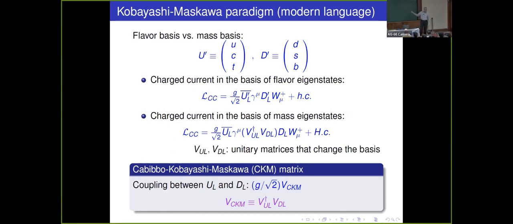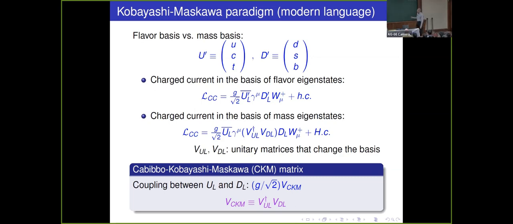This is our modern way of looking at it. They did not write in this language, but that's the language that we write things in. So we say that U prime is our flavor basis, which are u, c, t and d, s, b as our 3 flavors of quarks, 2 triplets of quarks. The charged current interaction that you write simply tells you that you have a U-type quark, which is this, D-type quarks, which is this, and they are coupled using a W with gamma mu, as we saw yesterday.